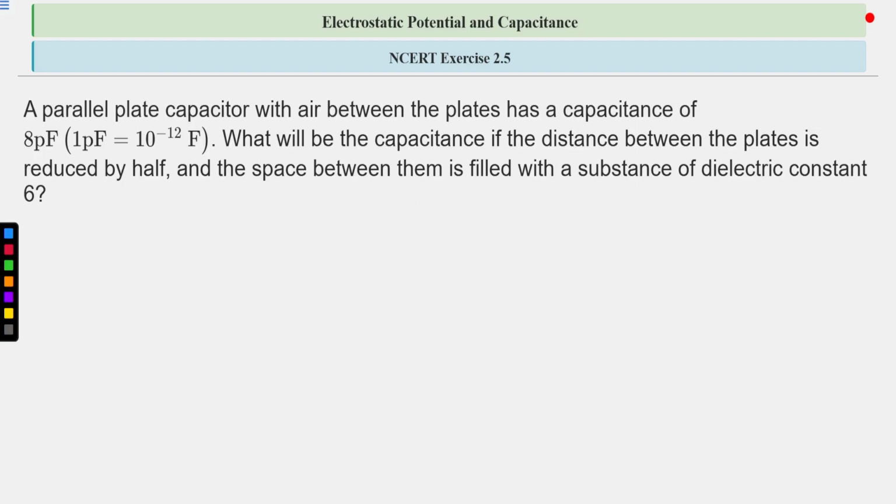Next question. A parallel plate capacitor with air between the plates has a capacitance of 8 picofarad. 1 picofarad is 10 to the power minus 12 farad. What will be the capacitance if the distance between the plates is reduced by half? Initially there is air between the plates of the capacitor with this capacitance. Now the distance between the plates is reduced by half, and the space between them is filled with a substance of dielectric constant 6. Now you will have to find the new capacitance.